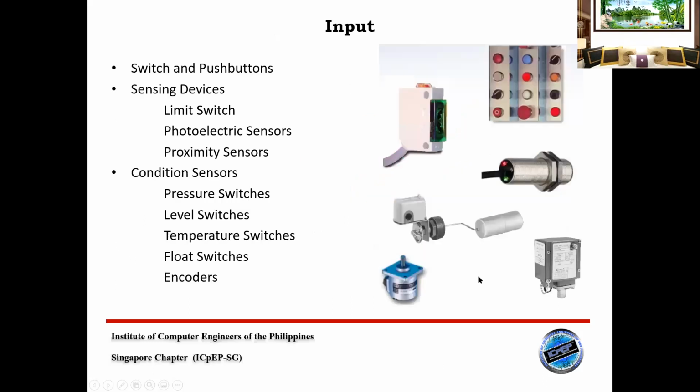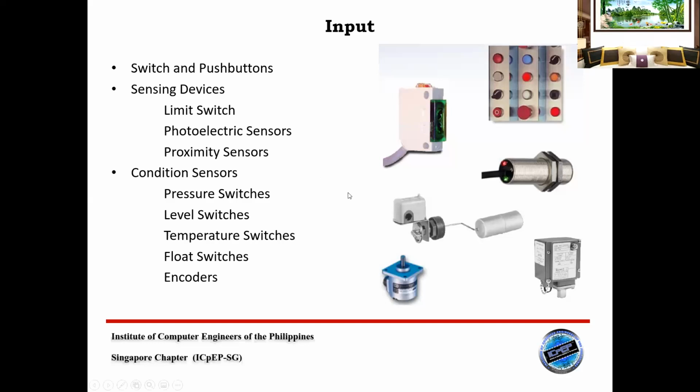Okay, so next are the different types of input and output. In input, we have the switch and push button, sensing devices, limit switch, photoelectric sensor, proximity sensor. For conditioning sensors, we have the pressure switch, level switch, temperature switches, float switches, and encoders.